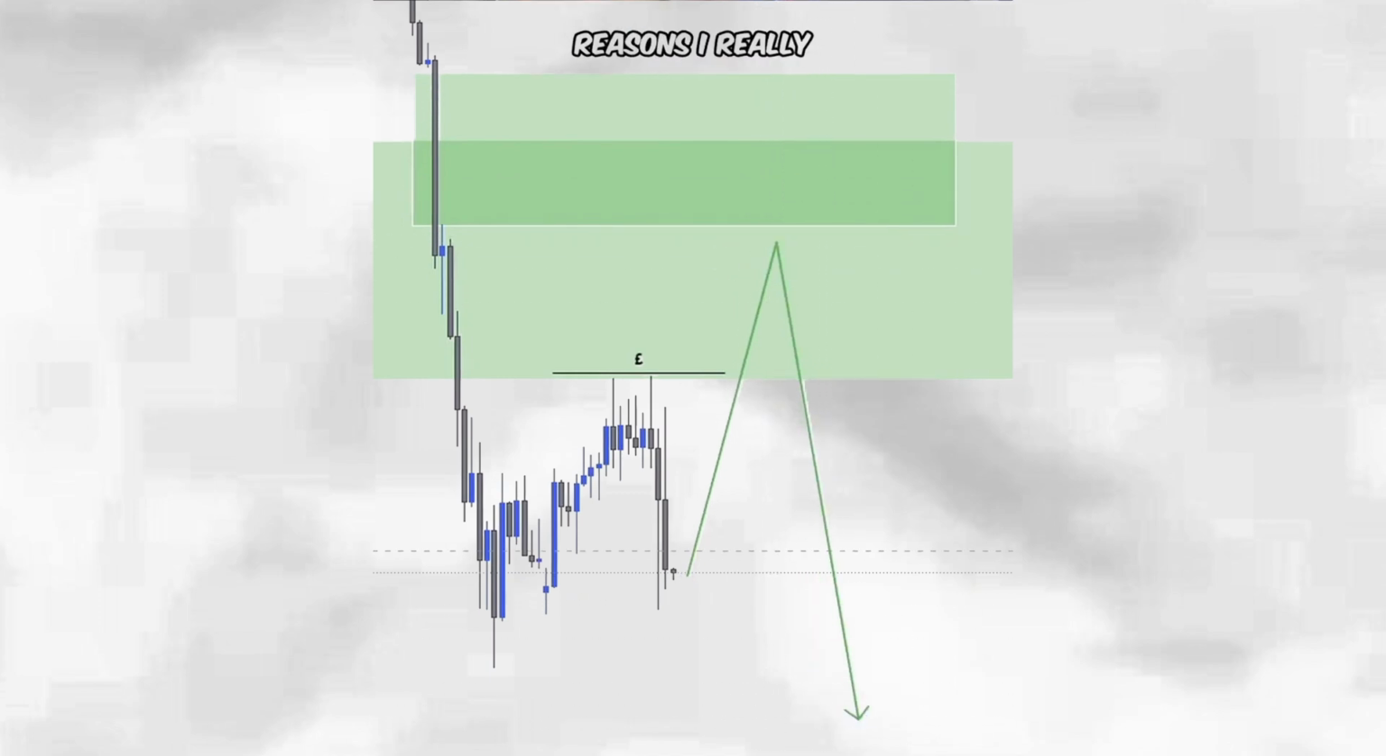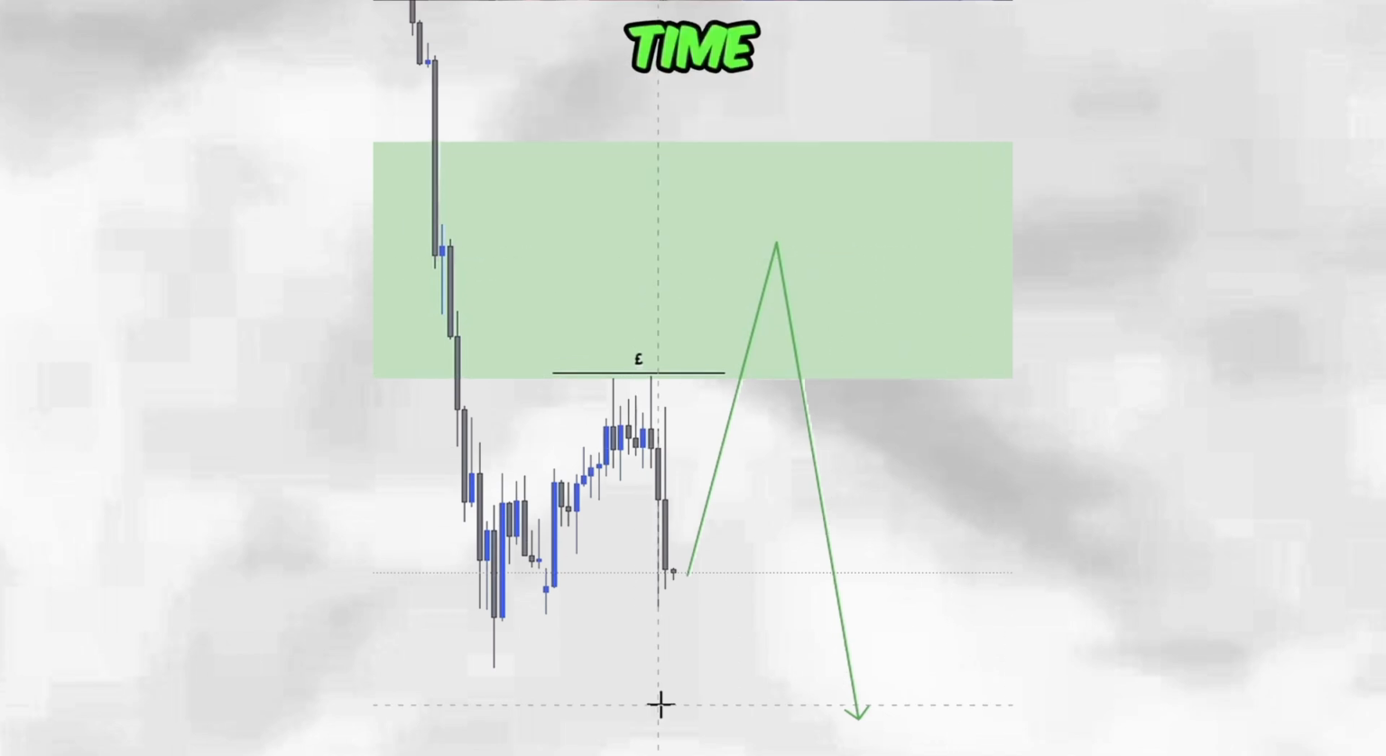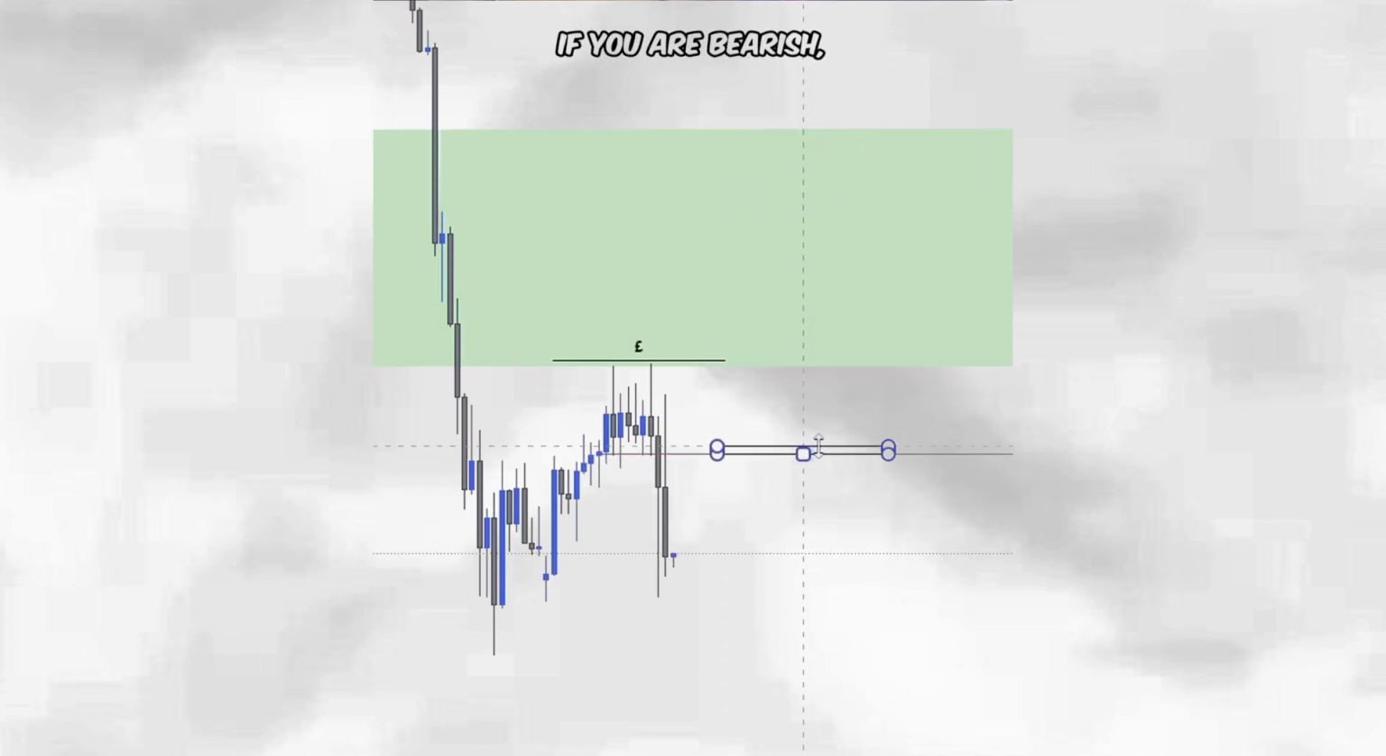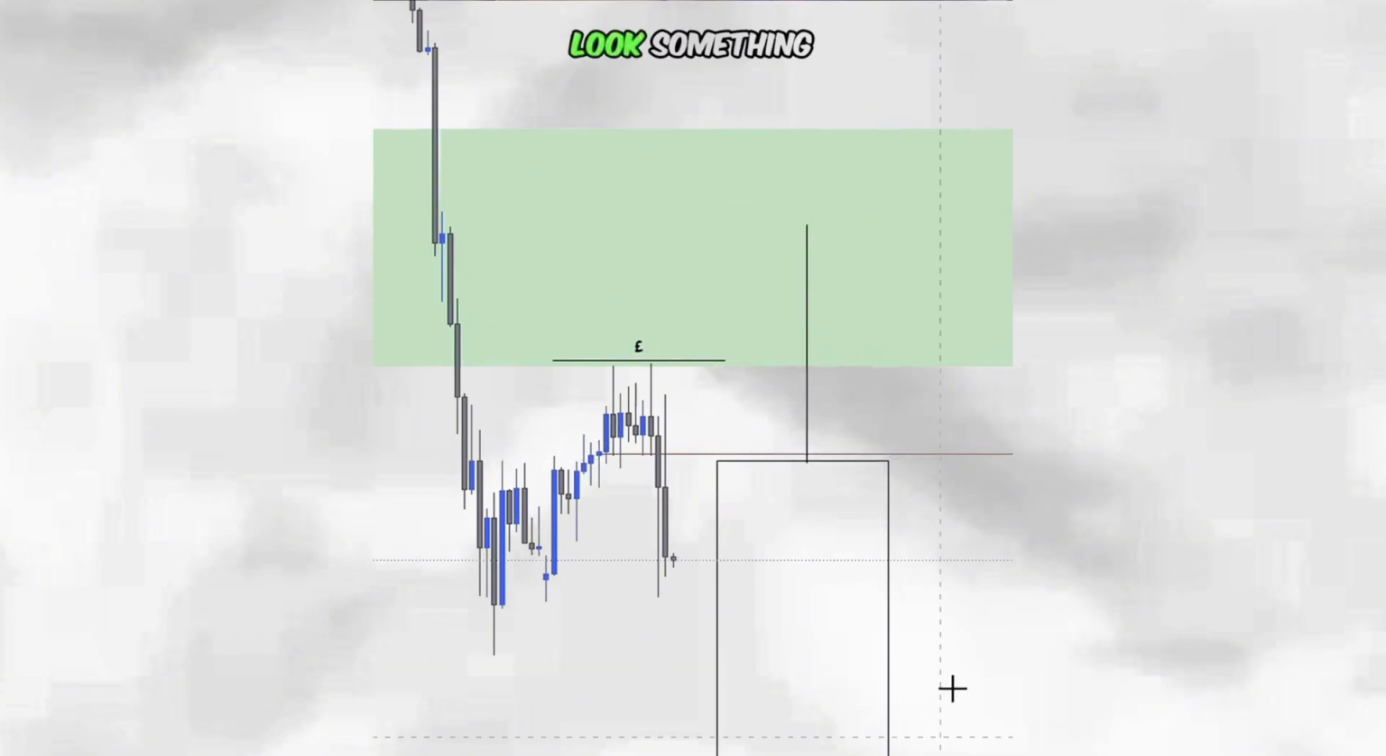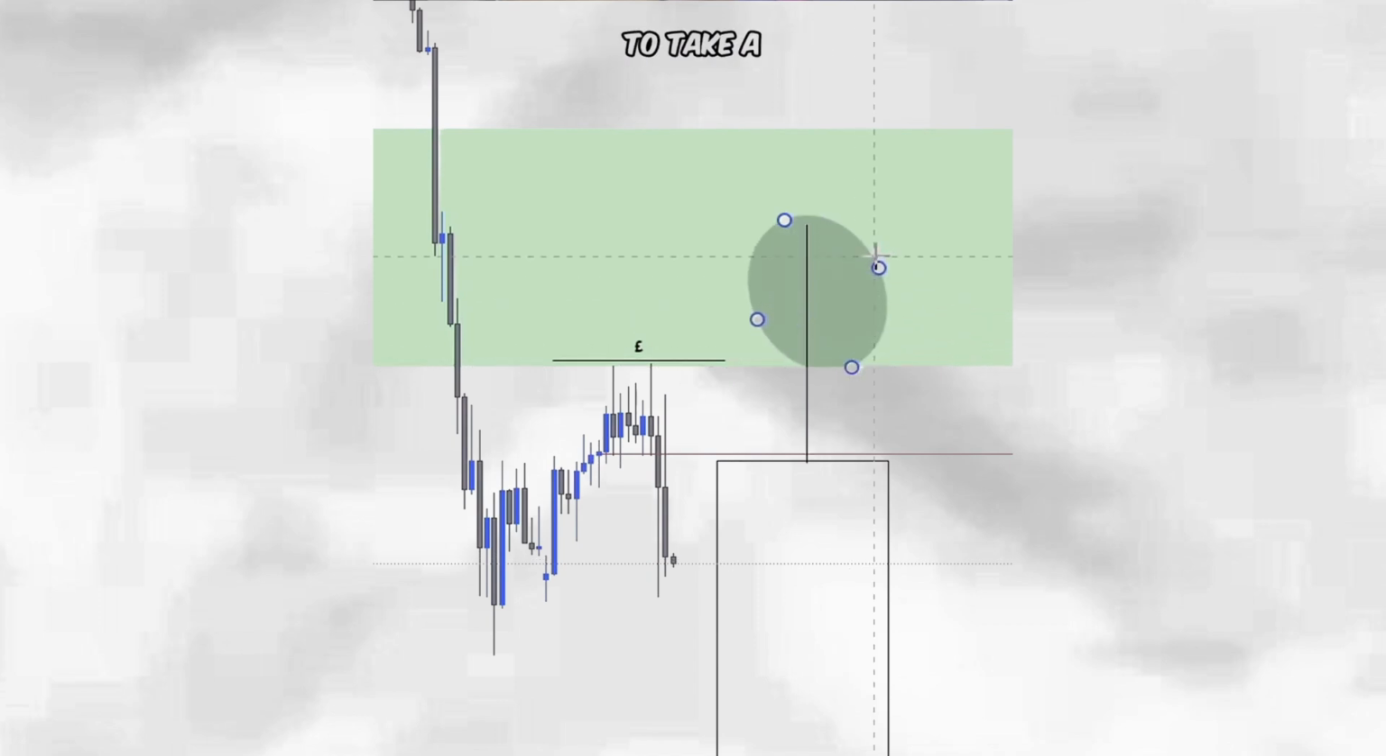And there's a couple of reasons I really want this to happen. One being we would be inside a higher time frame point of interest area. The other being we would sell off above this red line here, which is the opening price for the weekly candle. If you are bearish, the candle is going to open where the red line is, potentially go higher to then sell off, meaning the end result would look something like this, and we would be able to take a sell above the opening price to where the weekly candle started, which is the best place to sell.